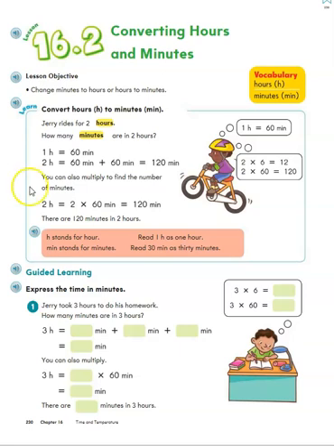Then if we were trying to figure out how many minutes are in 2 hours, all we would need to do is multiply 60 times 2. Another way to do that is to add 60 plus 60. So 60 plus 60 is 120. So that tells us that there are 120 minutes in 2 hours. Okay, so we can either add or we can multiply.